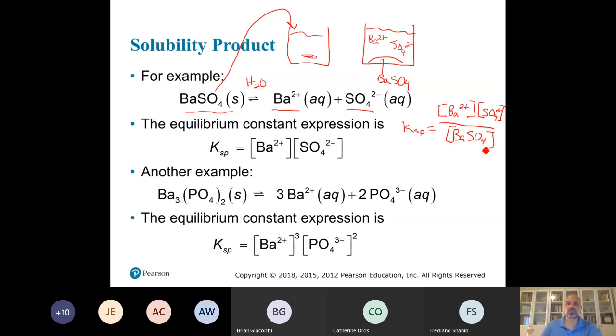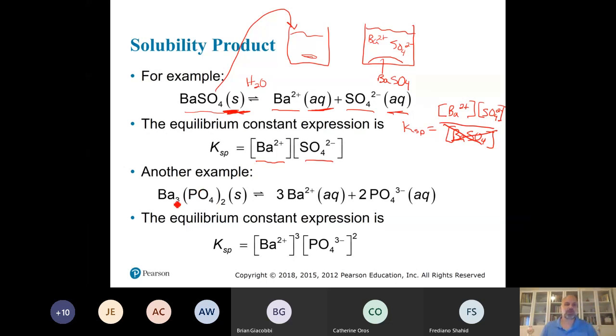And then we realize, oh, this is a solid, right? Everybody recognize that this is a solid. These are aqueous. So the solid that remains is no longer taken into account. So our KSP is just looking at the concentration of the ions that are formed. Does that make sense to everyone? So our KSP just takes into account how many barium ions and sulfate ions are formed. It's just another equilibrium constant to tell us how many should form.